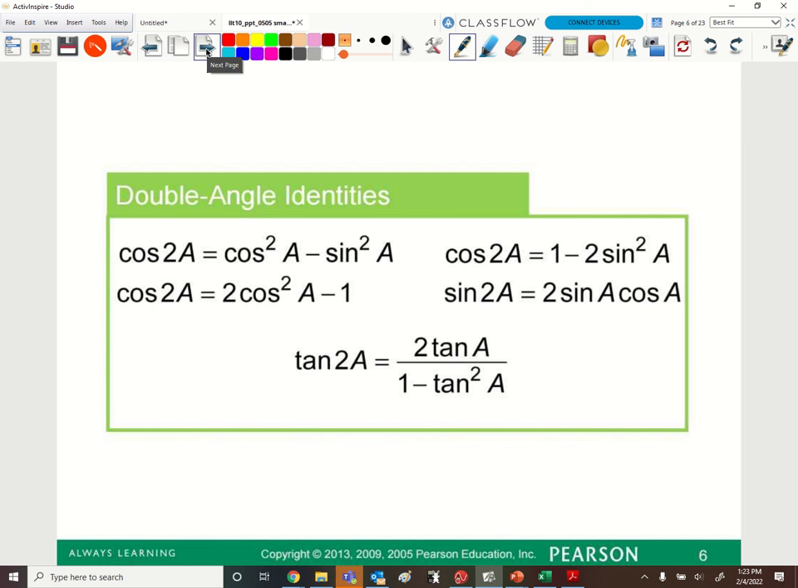Okay, here it is. These are the slides that we want to look at. These have my formulas on them. The formulas are super important. Okay, they're super important. If you notice right here, cosine says cosine of a double angle of 2a.